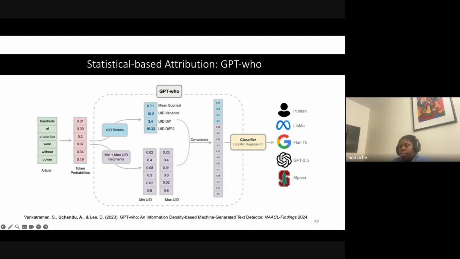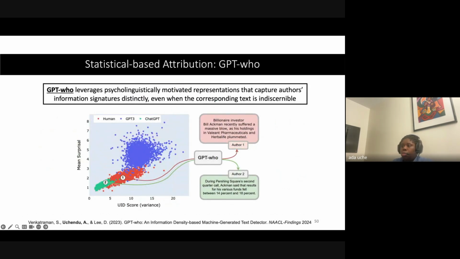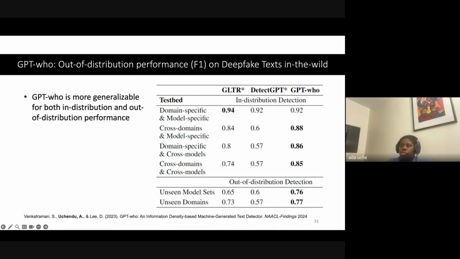So we propose a statistical based attribution called GPT-Who, which uses psycholinguistic theories like uniform information density to calculate the UID of the text, the surprisal of the text, and classify the text. And we find that GPT-Who leverages psycholinguistically motivated representation and is able to distinguish very similar text that are written by different authors. And so we find for out of distribution performance, these scores are F1 scores, that GPT-Who significantly outperforms these state-of-the-art models like GLTR and DetectGPT.